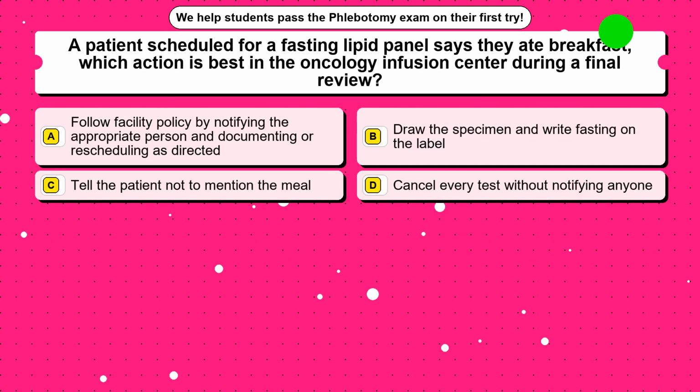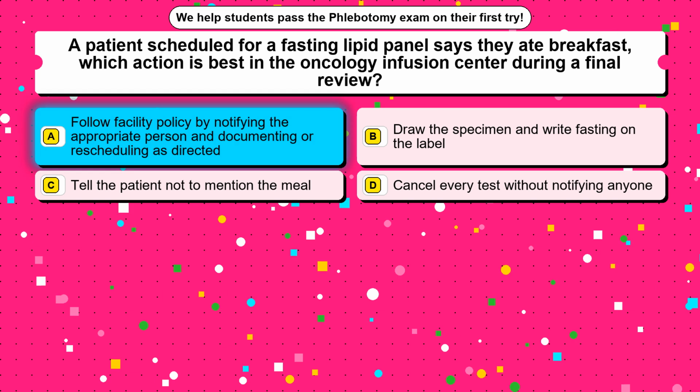Question 35. A patient scheduled for a fasting lipid panel says they ate breakfast. Which action is best in the Oncology Infusion Center during a final review? Option A. Follow facility policy by notifying the appropriate person and documenting or rescheduling as directed. Option B. Draw the specimen and write fasting on the label. Option C. Tell the patient not to mention the meal. Option D. Cancel every test without notifying anyone. The correct answer is option A.